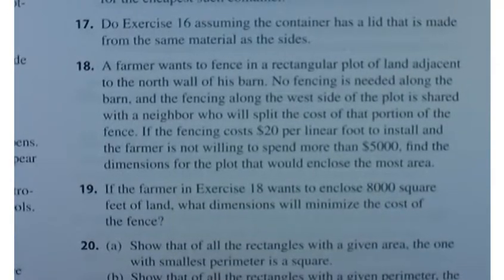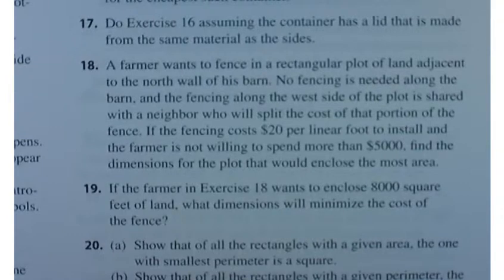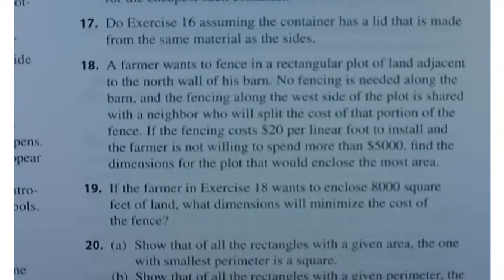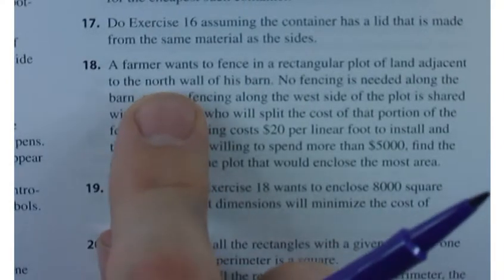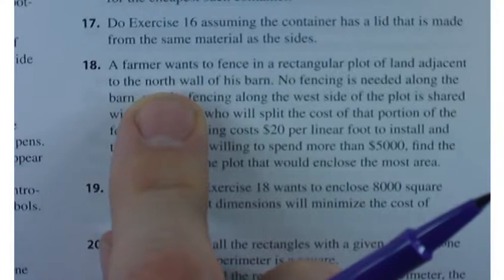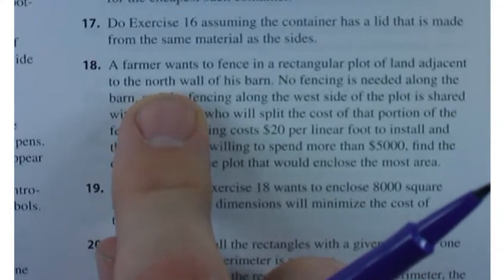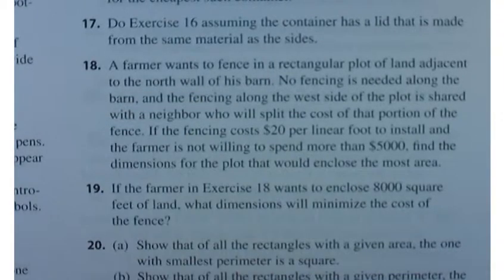The fence one, yeah. A farmer wants to fence in a regular rectangular plot of land adjacent to the north wall of his barn. It's interesting that they use the north wall, which doesn't really matter. Usually math problems don't waste words, but they did in this case. That's okay. No fencing is needed along the barn, and the fencing along the west side of the plot is shared with a neighbor who will split the costs of that portion of the fence. We're going to ignore that part.